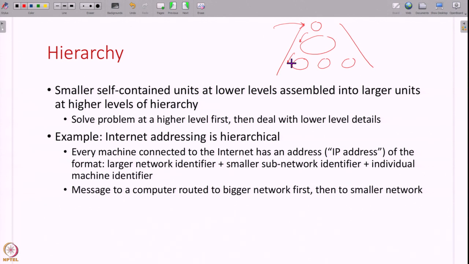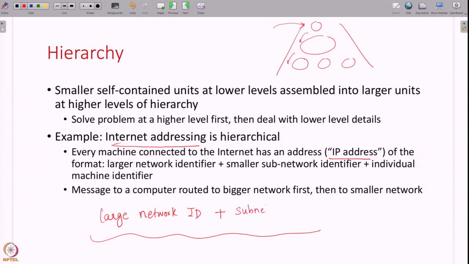One example from computer systems is internet addressing, right. Every machine that is connected to the internet, your laptop, desktop, server, everything, has an address called the Internet Protocol or IP address, okay. This IP address is a hierarchical address. If you look at an IP address, it will have multiple components. It will have the larger network identifier, there will be a big network, you will put that network identifier, then you will concatenate it with a smaller subnet identifier, then the actual host machine's identifier, and together you create an IP address for a machine.